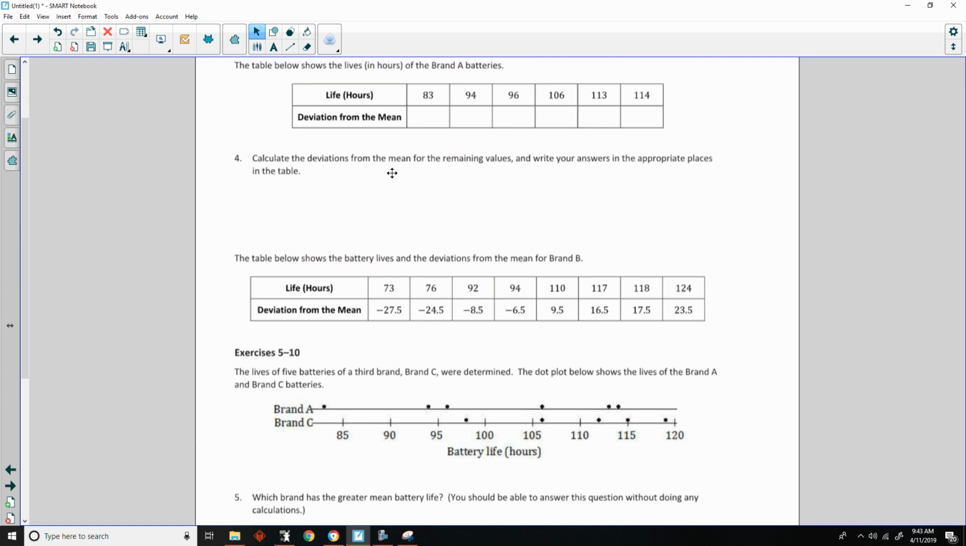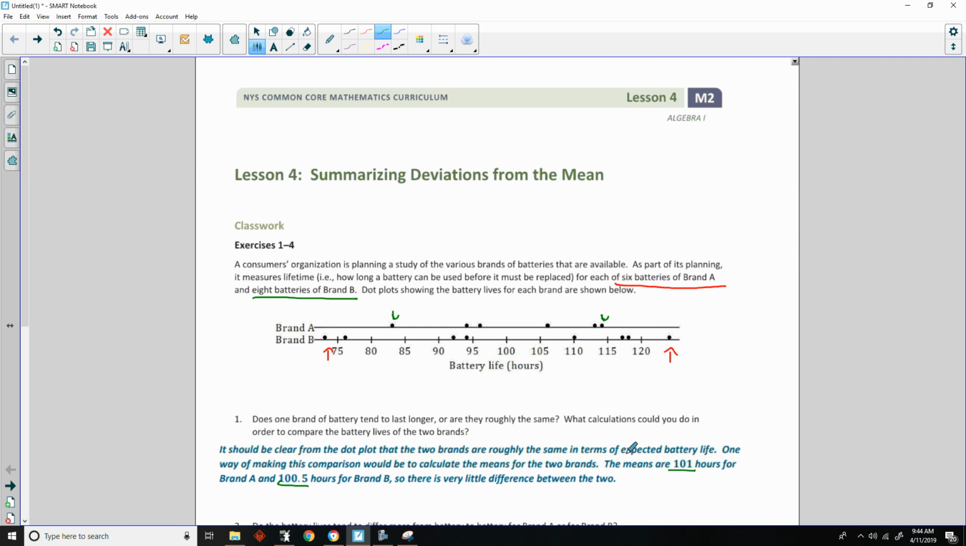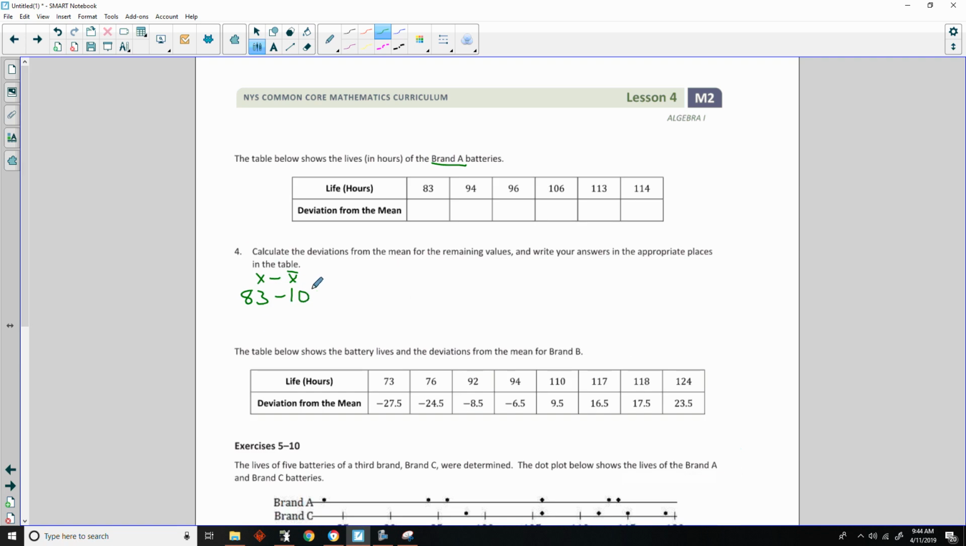So it says the table below shows the lives. Number 4, calculate the deviations from the mean for the remaining values and write your answers in the appropriate place in the table. So what they're saying here is they want us to do x minus x bar. So 83 minus, now this is brand A, and if I go back I have to be very careful. Brand A, the mean is 101 hours. So I'm going to take 83 minus 101, and that's going to be negative 18.